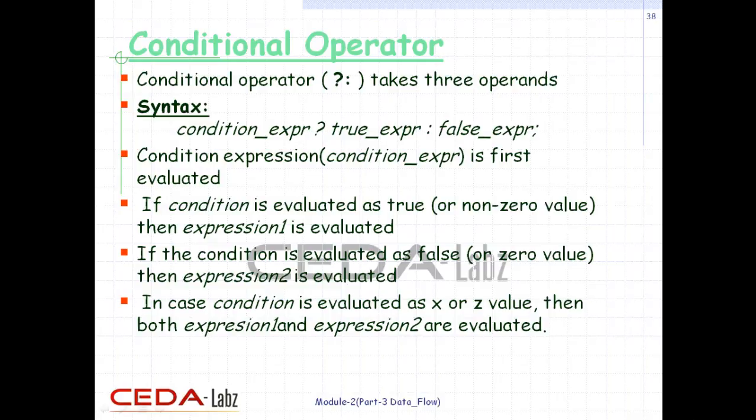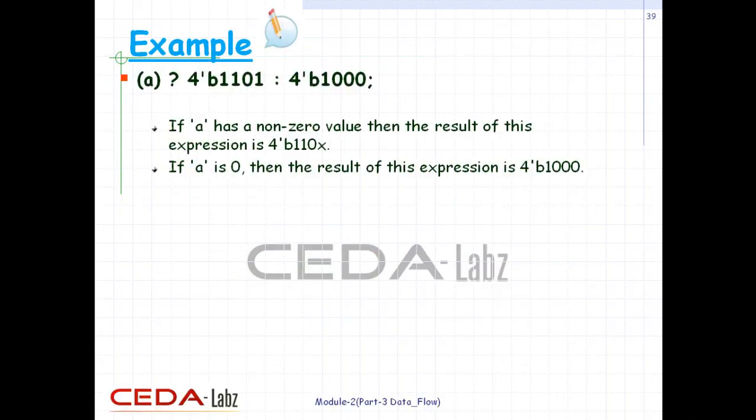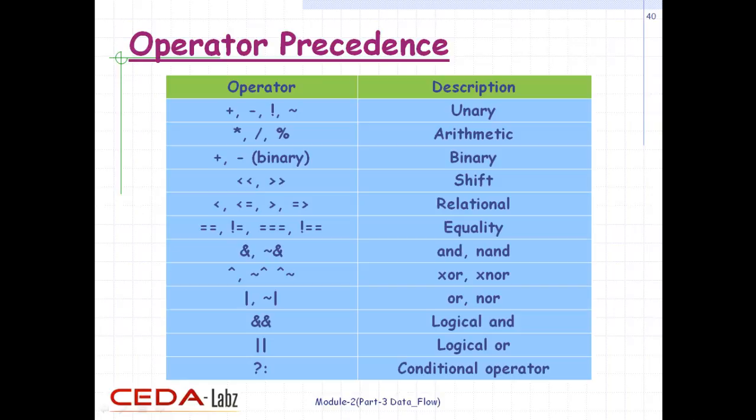It is to be noted that conditional operator can be nested. Here is an example of conditional operator. Conditional operators are frequently used in data flow modeling to model conditional assignments. The conditional expression acts as a switching control. Conditional operators can be nested. Each true expression or false expression can itself be a conditional operation.